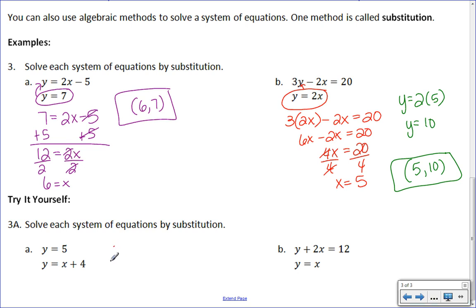Okay, for the first one, you should have gotten a solution of 1, 5. And for the second one, your solution should have been 4, 4.